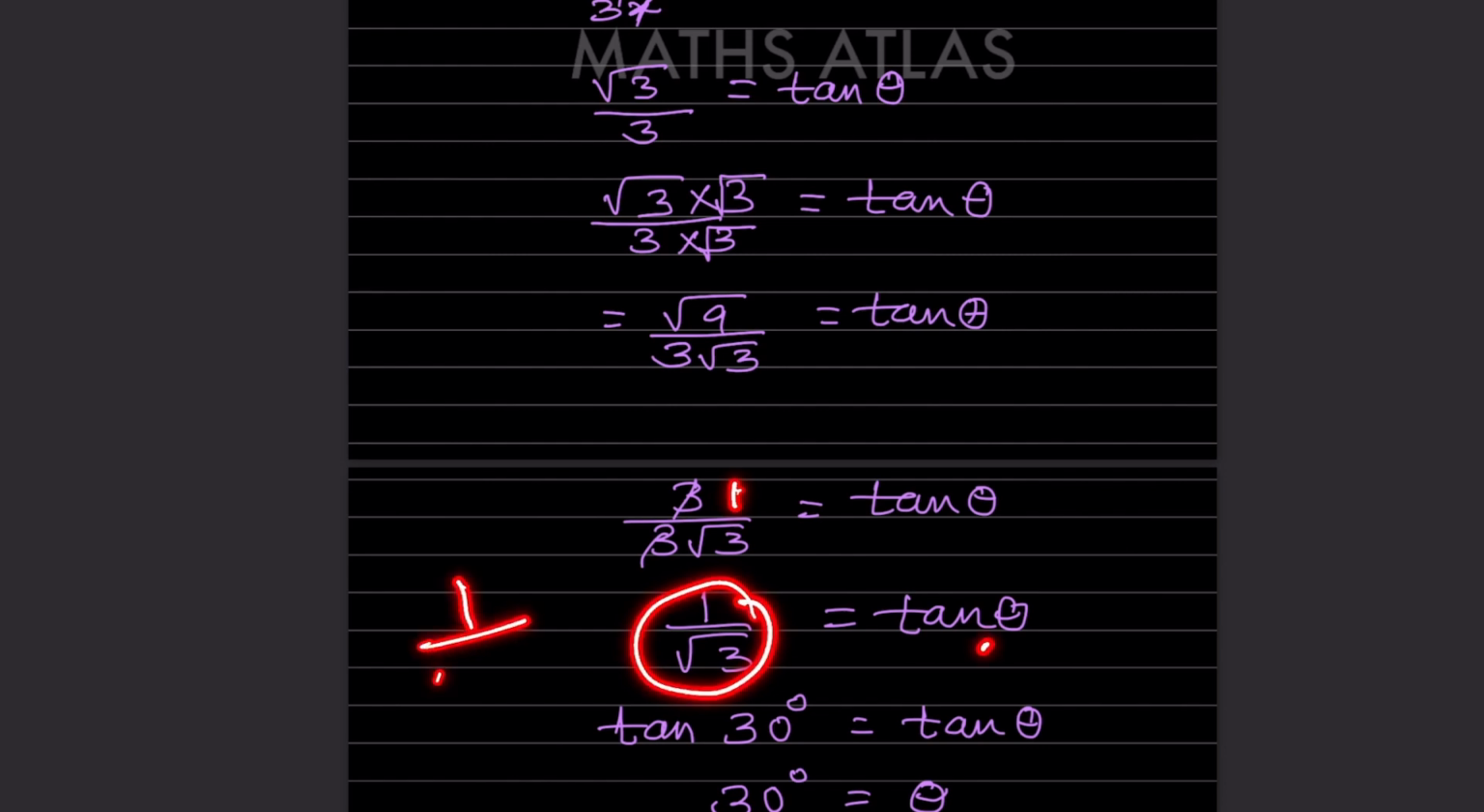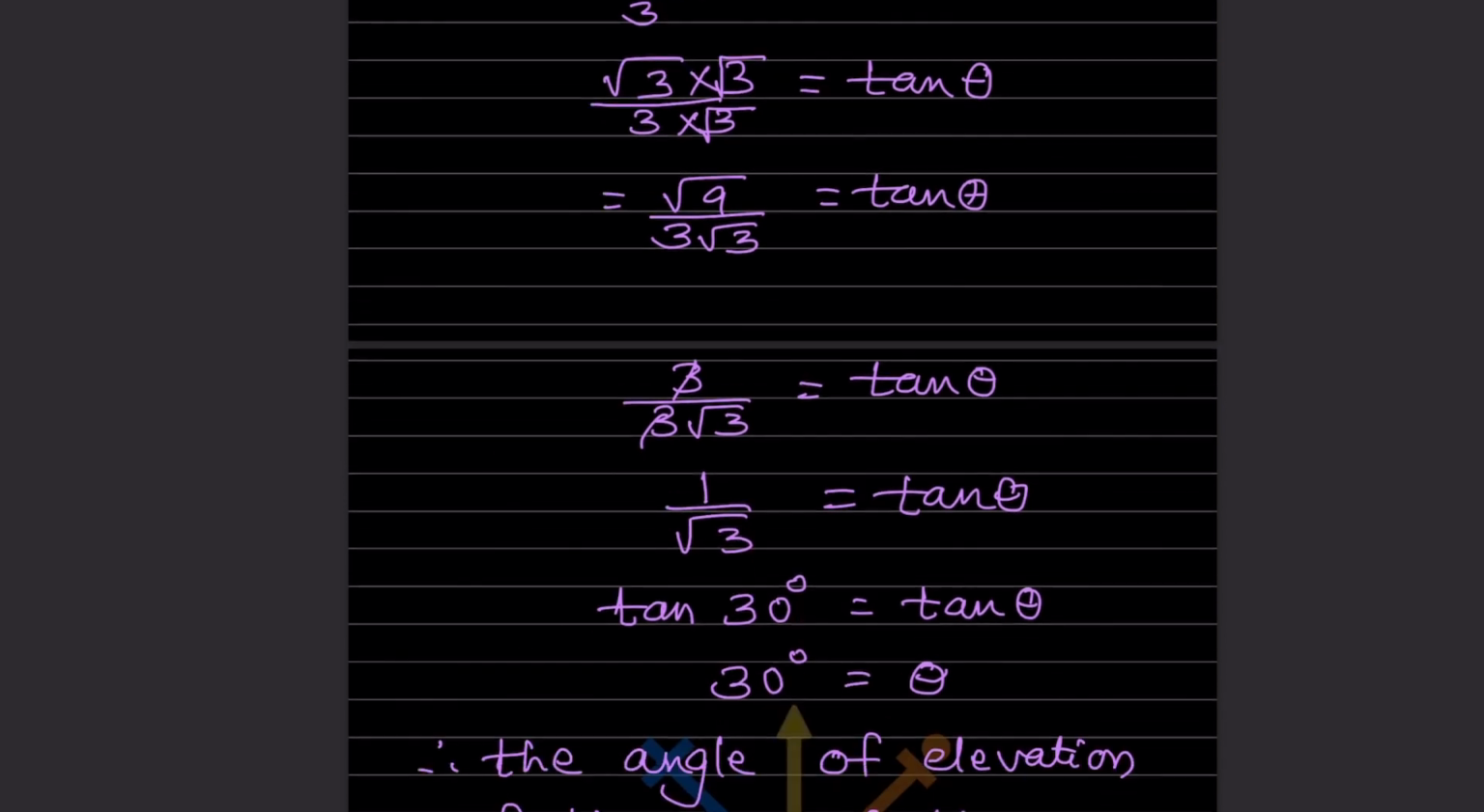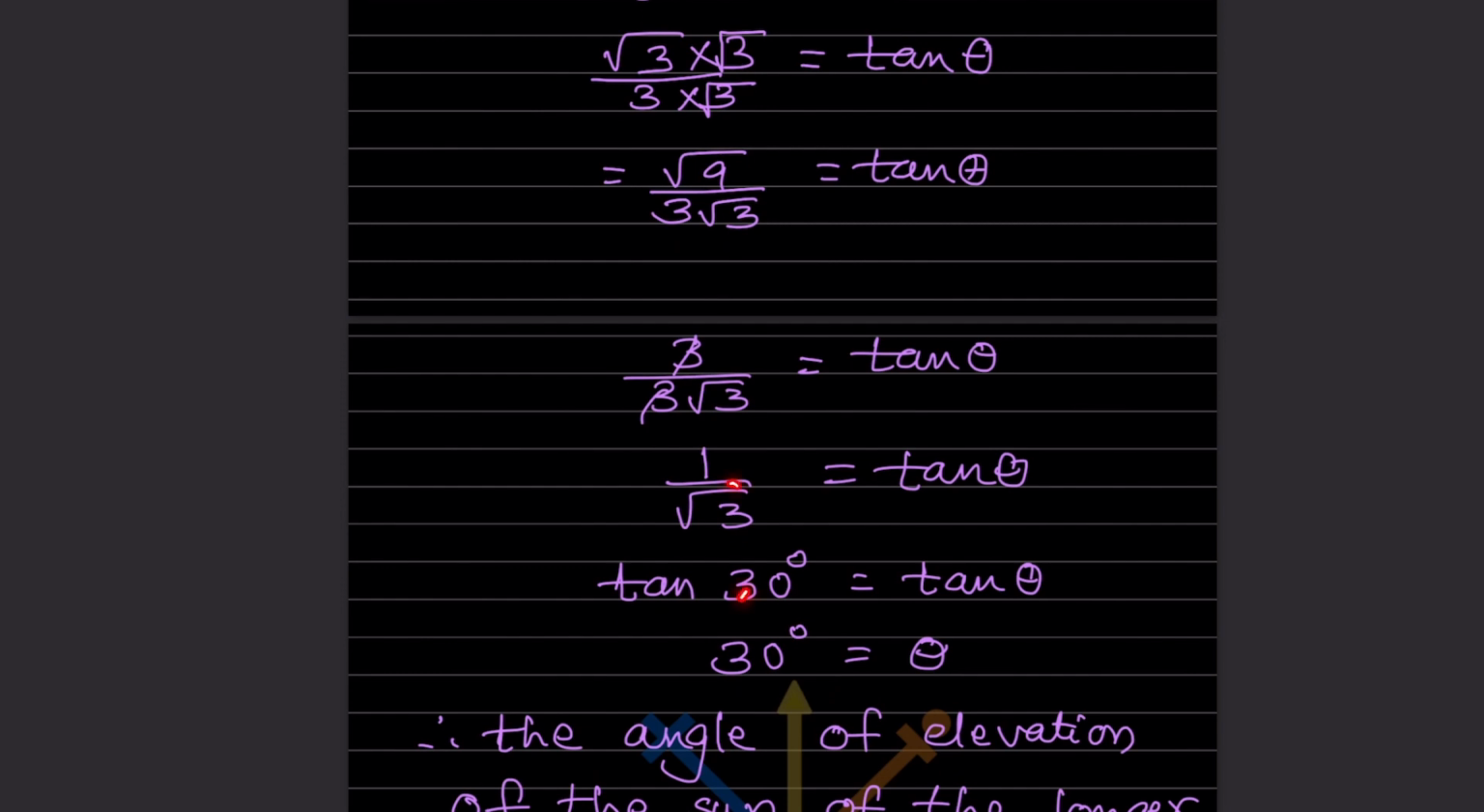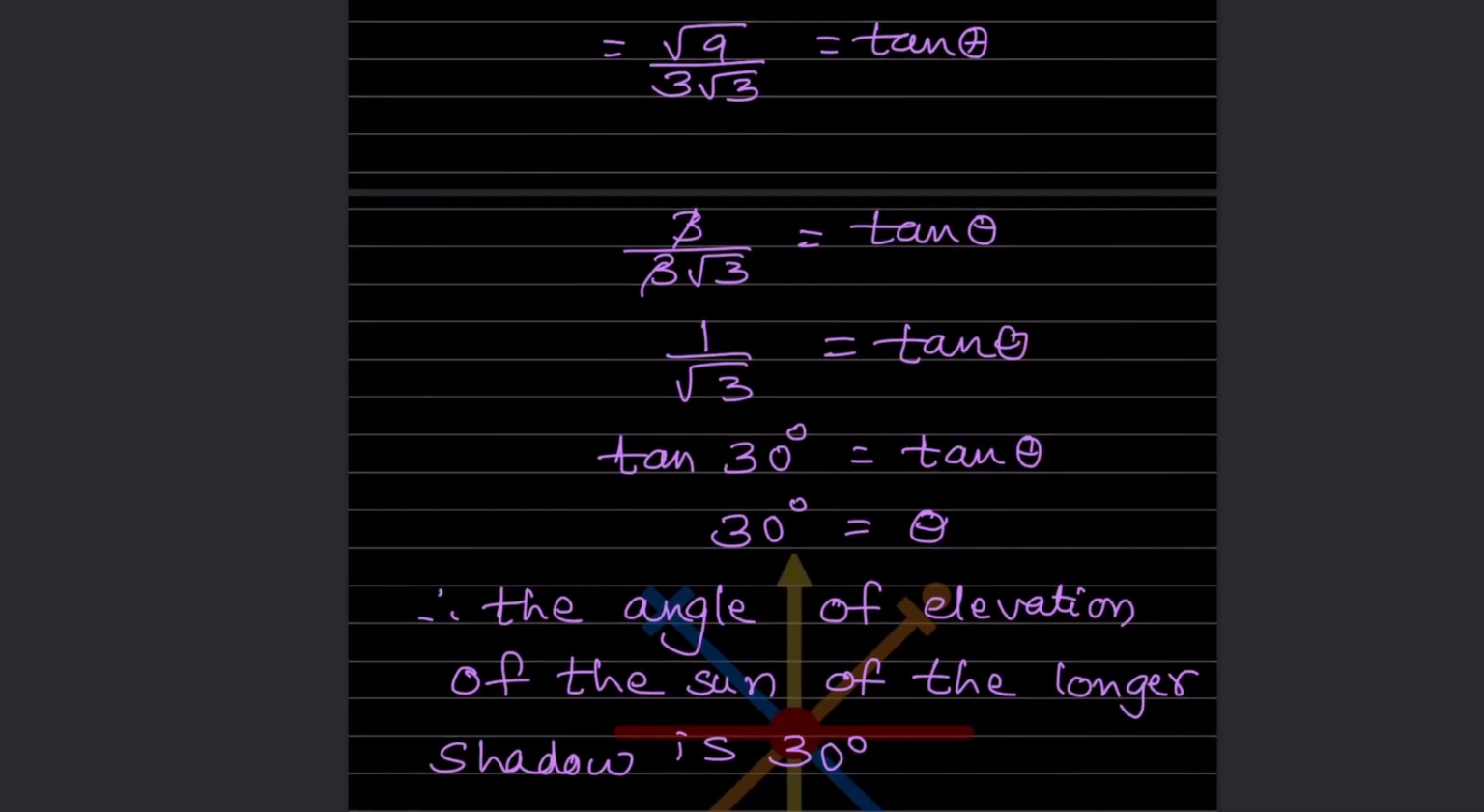Now this 1 by root 3, yes, comes under the standard trigonometric ratios. So 1 by root 3 is tan 30 degrees, tan 30. You can check that table later on. That is, 1 by root 3 is tan 30. So you have to learn that table. So now see here, tan 30 in place of 1 by root 3. So that is tan theta. And when we compare this, what we can say is 30 is theta. So theta is 30 degrees.